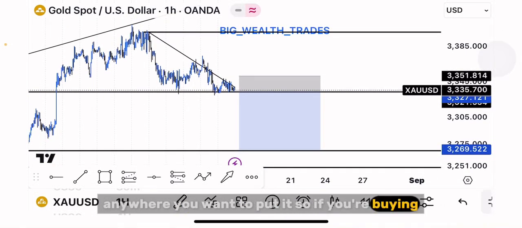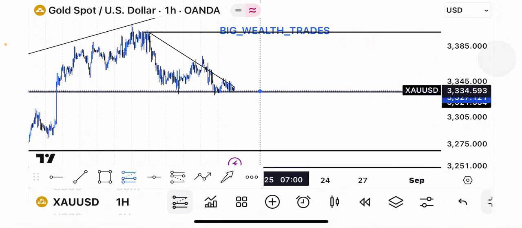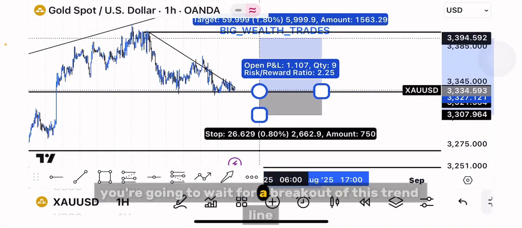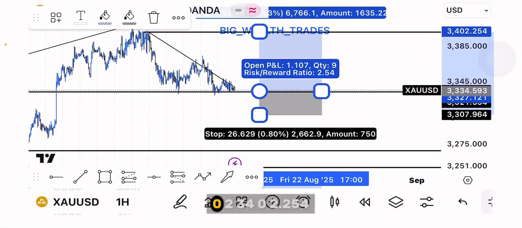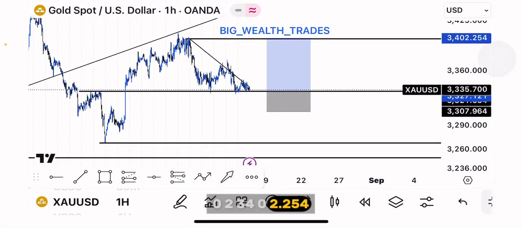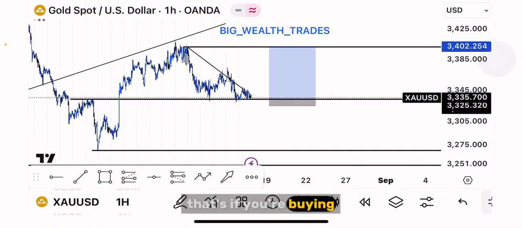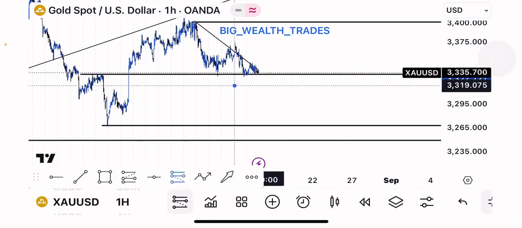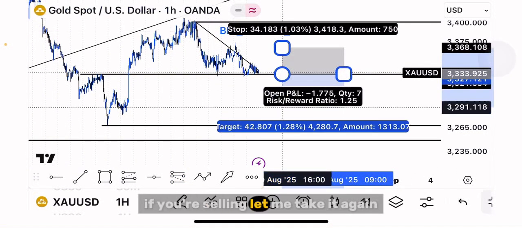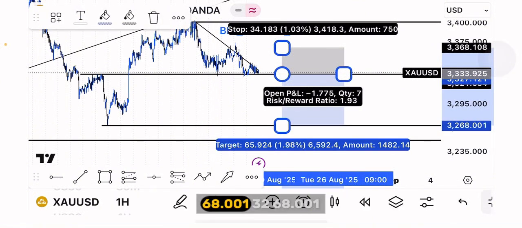So if you're buying for this week, you're going to wait for a breakout of this trend line, and your target should be 3402.254 on gold. That's if you are buying. If you're selling, let me say it again. If you're selling, your take profit should be 3268.001.